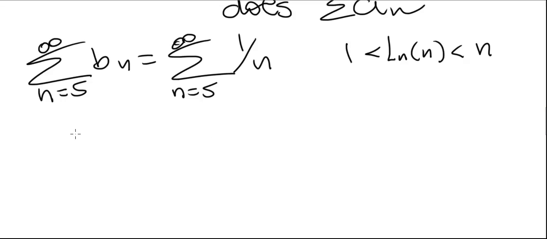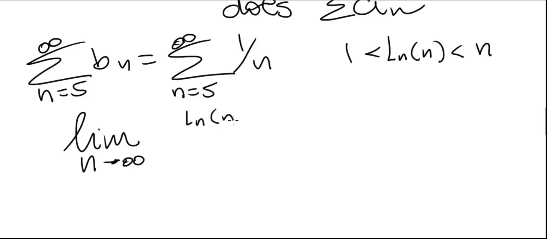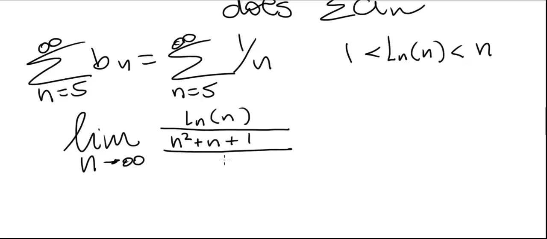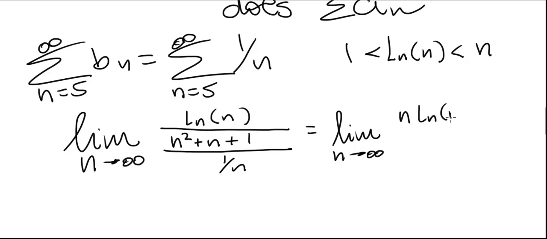Let's look at the limit as n goes to infinity of a sub n over b sub n, so it's natural log of n divided by n squared plus n plus 1, divided by 1 over n, and this is equal to the limit as n approaches infinity of n times natural log of n divided by n squared plus n plus 1.